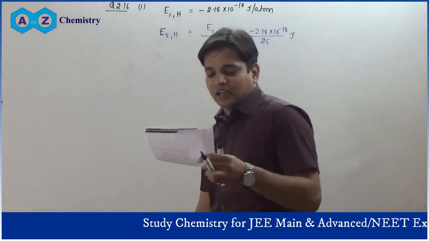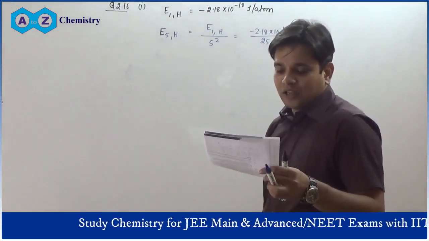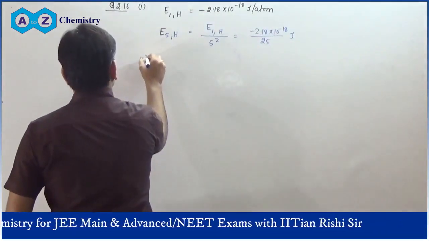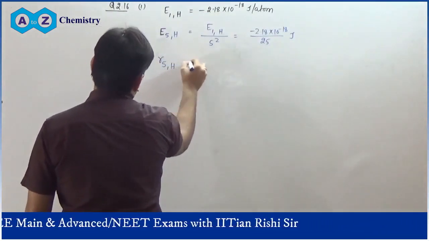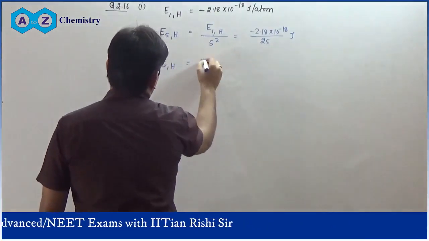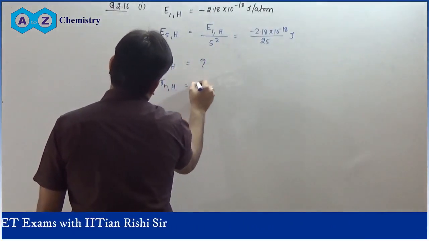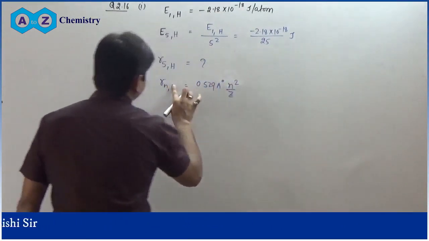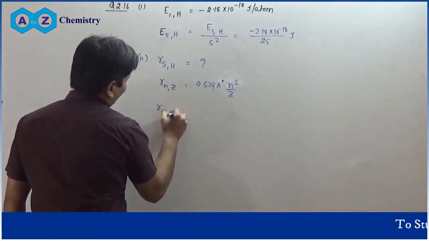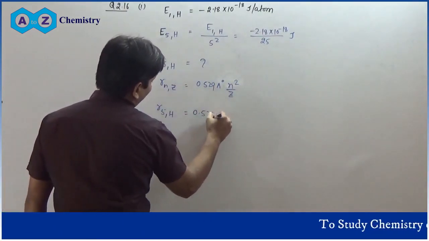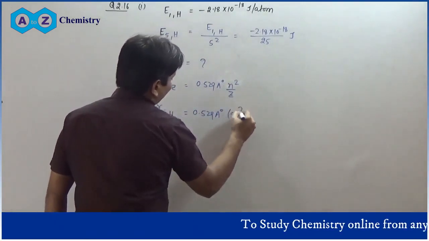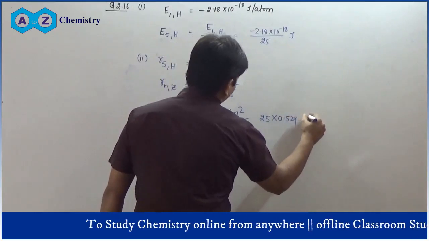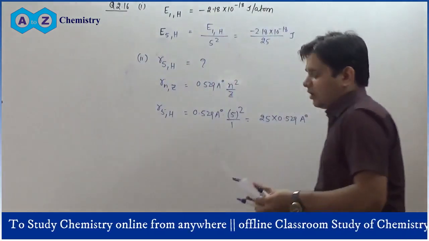The second part asks to calculate the radius of the Bohr fifth orbit of hydrogen atom. As you know, r_n for hydrogen is equal to 0.529 angstrom n square by Z. So if you have to calculate r_5 for hydrogen, it is equal to 0.529 angstrom times 5 square divided by 1, that is equal to 25 × 0.529 angstrom. This is the radius of the fifth orbit of hydrogen atom.